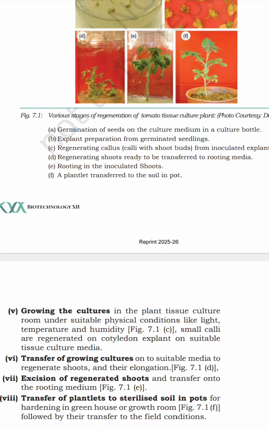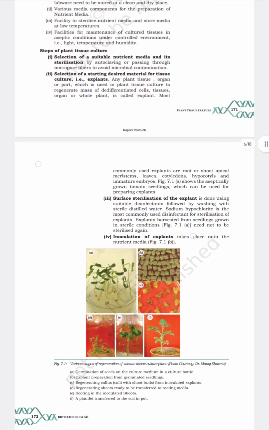Then after hardening in the greenhouse or growth pot, it is transferred into field conditions as plantlets. So plantlets are transferred into the soil for the growth of the plant. This is the process of tissue culture of the plant.